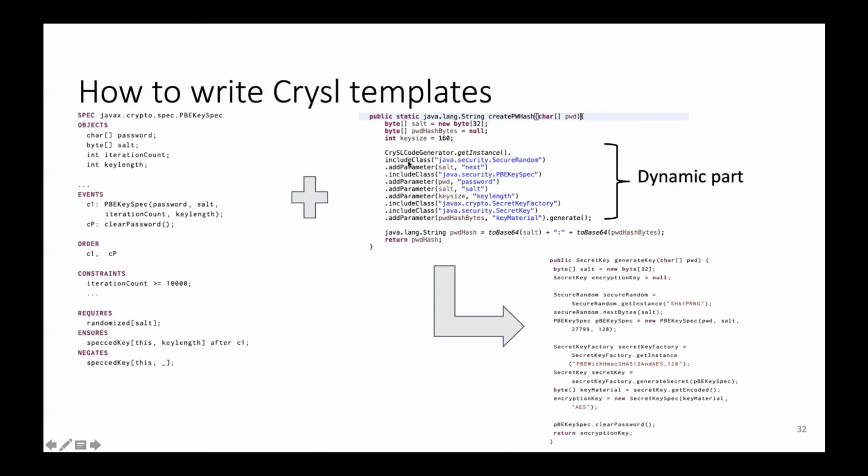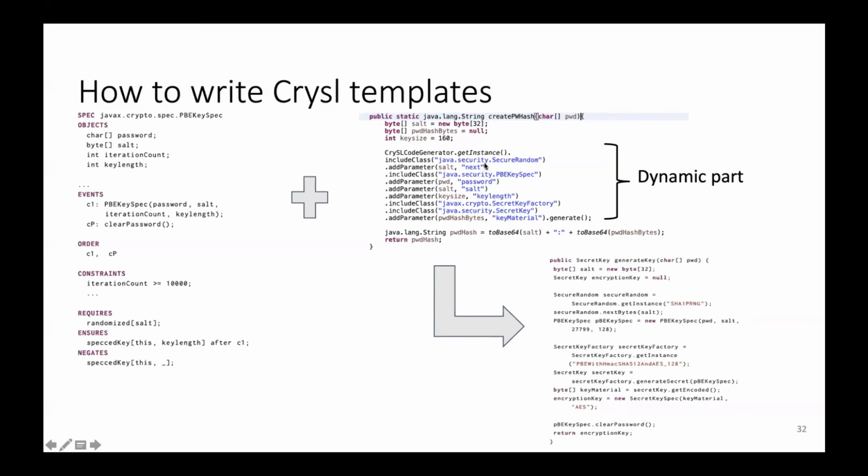One is include class. In an include class, you would say, hey, include the rules from secure random, include the rules from PBE key spec, which is here, include the rules from secret key factory, include the rules from secret key. So here you're saying that, hey, these are the 4 Krysl specifications for which I want you to generate proper code. But if you remember, there were also these small objects you have.